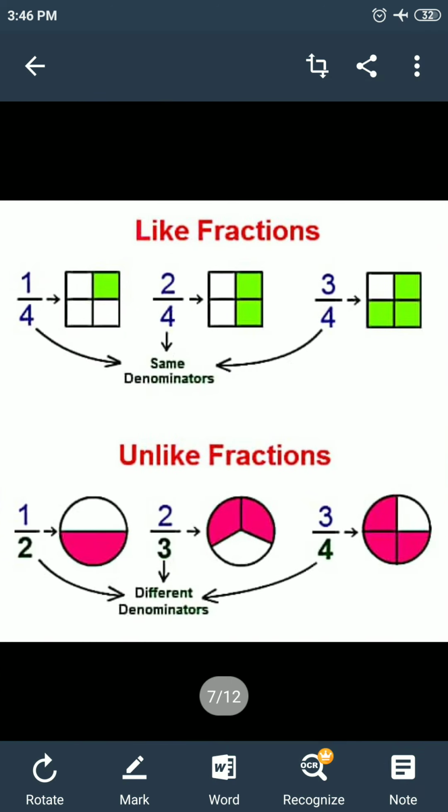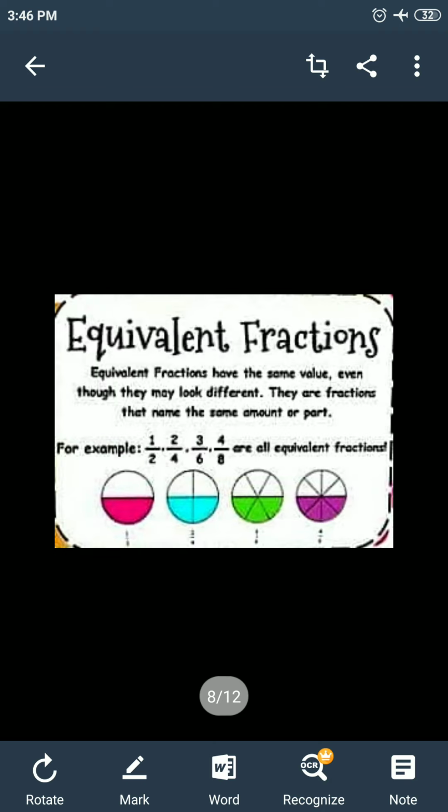Now what are like fractions? Like fractions are those fractions which have the same denominator: 1 by 4, 2 by 4, 3 by 4. Unlike fractions have different denominators, where the denominators are not the same, like 1 by 2, 2 by 3, 3 by 4, etc. Equivalent fractions have the same value even though they may look different.